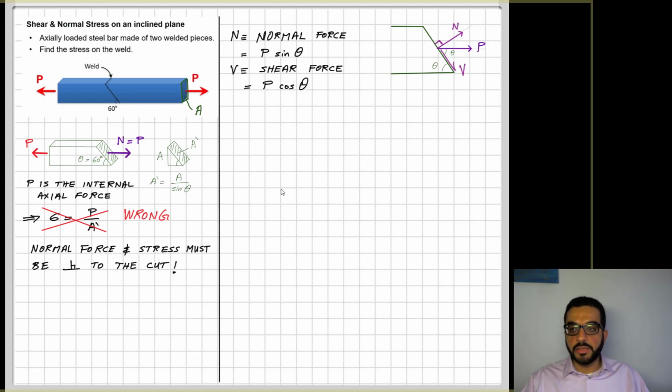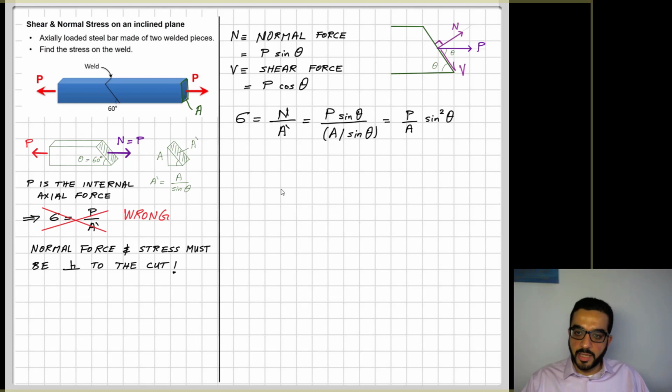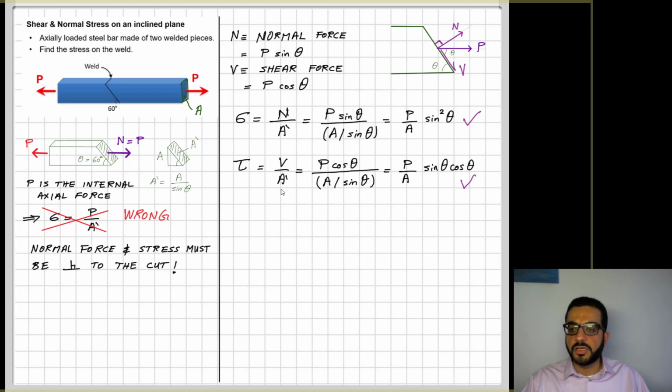So now I am able to calculate the normal stress, and as a byproduct of this breakout of P, I also have a shear force that causes shear stress. The normal force will cause a normal stress sigma, and now I can say correctly it's equal to the normal force that's perpendicular to the area, dividing these two values. So I end up with P over A sine squared theta. The shear force, following the true definition of shear stress, is the force parallel to the area. I calculate the division of these two values, and I end up with P over A sine theta cosine theta.